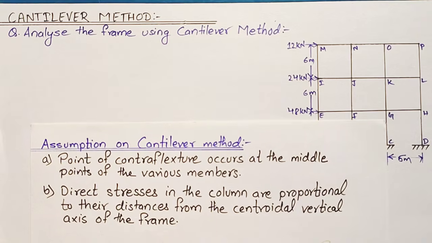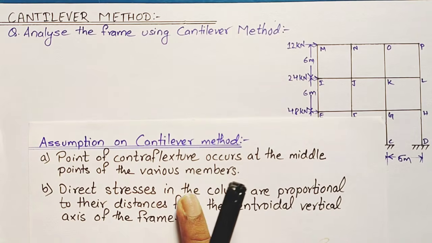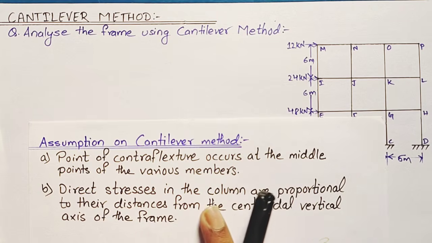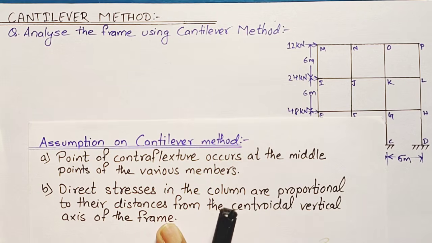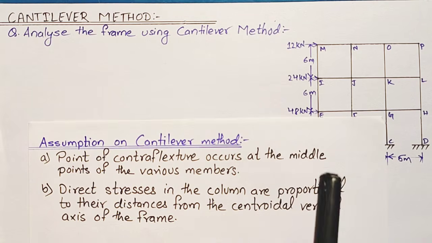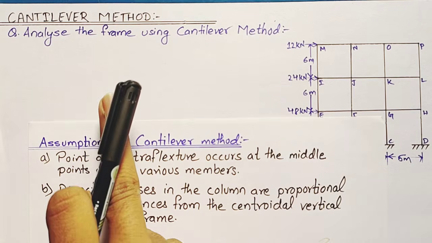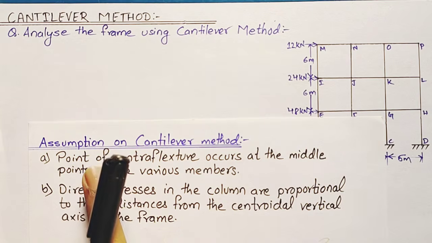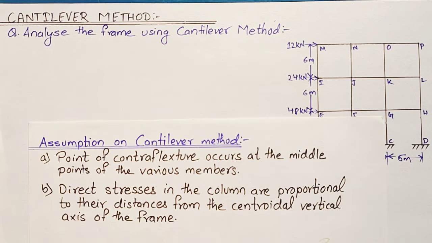Similarly, our second assumption is that direct stresses in the columns are proportional to their distances from the centroidal vertical axis of the frame. This second assumption will be more clear when I start solving this numerical. First of all, we need to find the centroidal vertical axis of the frame, and after that we will go through the concept and it will be more clear.